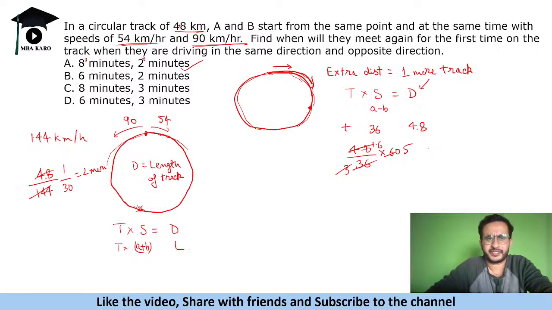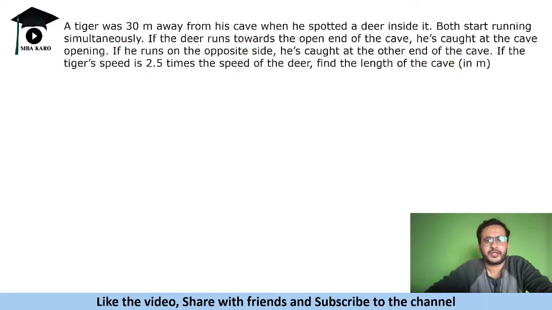Yes, that is doable under examination pressure. Just that this value was incorrect, but yes, it is quite doable. All right, so this is the next question. It says a tiger was 30 meters away from his cave when he spotted a deer inside it. Both start running simultaneously. If the deer runs towards the open end of the cave, he is caught at the cave opening. If he runs on the opposite side, he is caught at the other end of the cave. If the tiger's speed is 2.5 times the speed of the deer, find the length of the cave in meters.